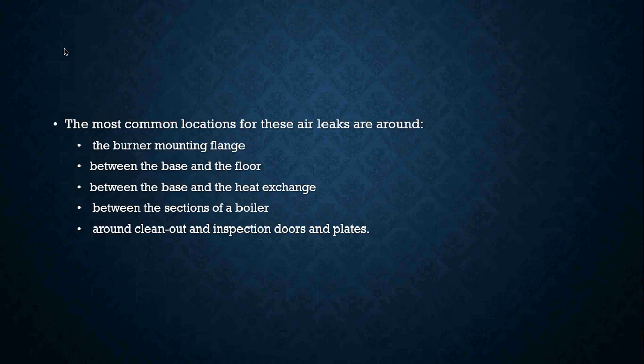Where do all the leaks come from? There's a lot of areas that leaks can come from, but most of the common ones are going to be around your burner mounting flange, between your base and your floor, between the base and the heat exchanger, between the sections of a boiler, and around your clean out and inspection doors and plates. All of those areas should be sealed and put where they need to be.